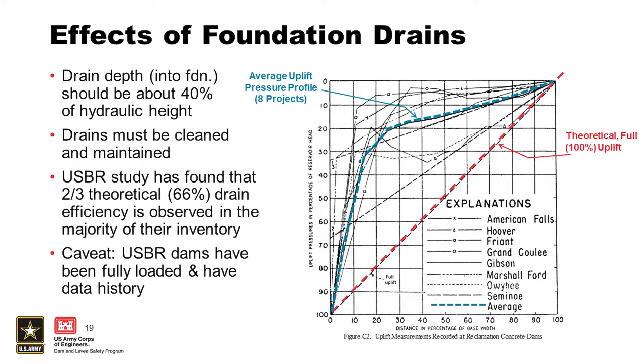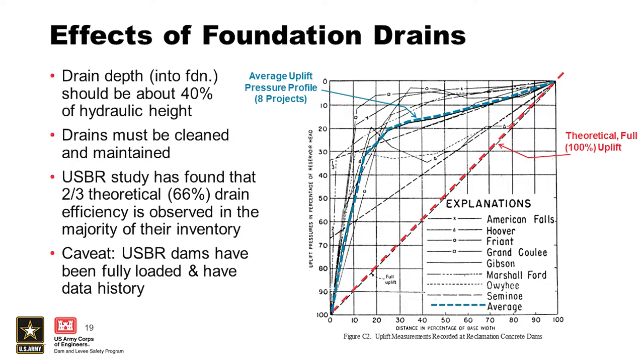A USBR study found that 66% drain efficiency is observed in the majority of their inventory, which is good. The caveat is they have been fully loaded and they have a good data history. In many cases, our dams are not fully loaded unless they're like a power generation dam. And many of those have seasonal changes, so they may not see a full PFM load ever in their life. So we must be diligent about maintaining and cleaning our drains, and keeping a note on the chemistry, pH conditions, and just general condition of the dam drains.